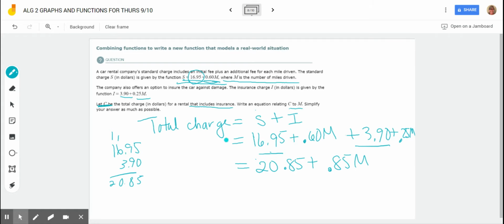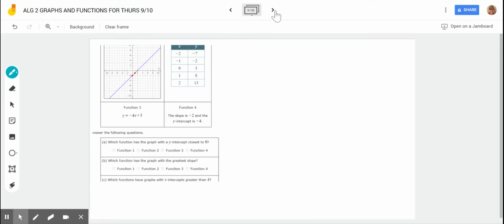And it says let C be the total charge. So that is C. Okay, so a lot of times, if you think about it in words and then substitute in the values, it makes it a lot easier. You can see here that they're literally giving you the definition of S, and they're giving the definition of I. And then all you needed to think about was, okay, I've got to pay for the car and I've got to pay for insurance.